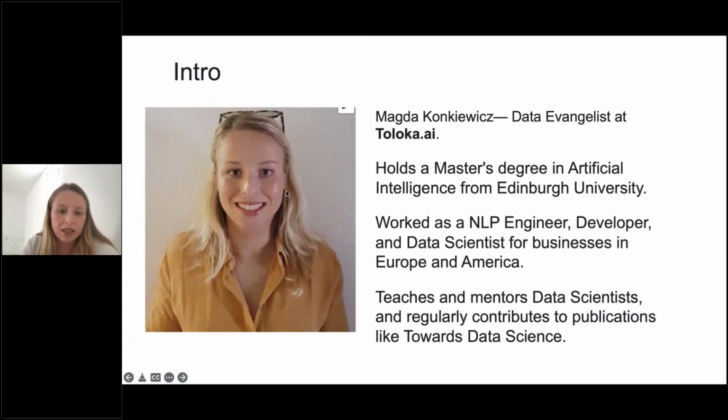So I work as a data evangelist at Toloka, and my background is in AI. This is what I have studied at Edinburgh University. And then I worked for several years in different roles connected to data science. I've been also involved in teaching and mentoring data scientists, and I contribute to Medium publications such as Towards Data Science, so you can find me there as well.